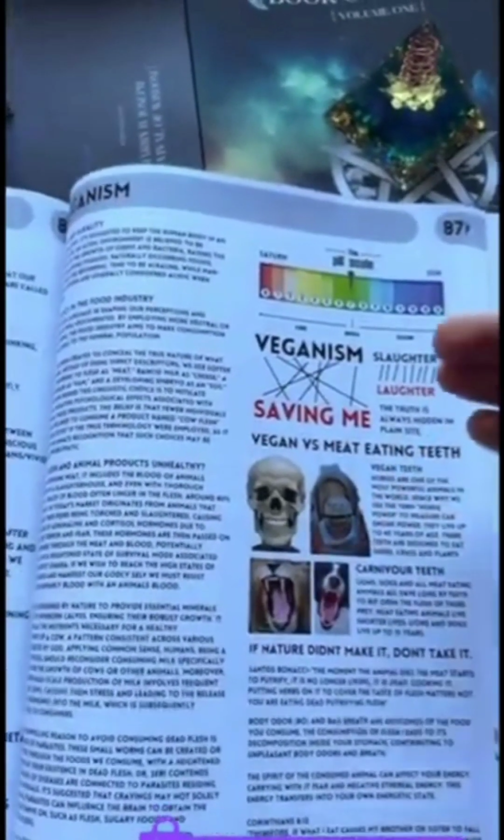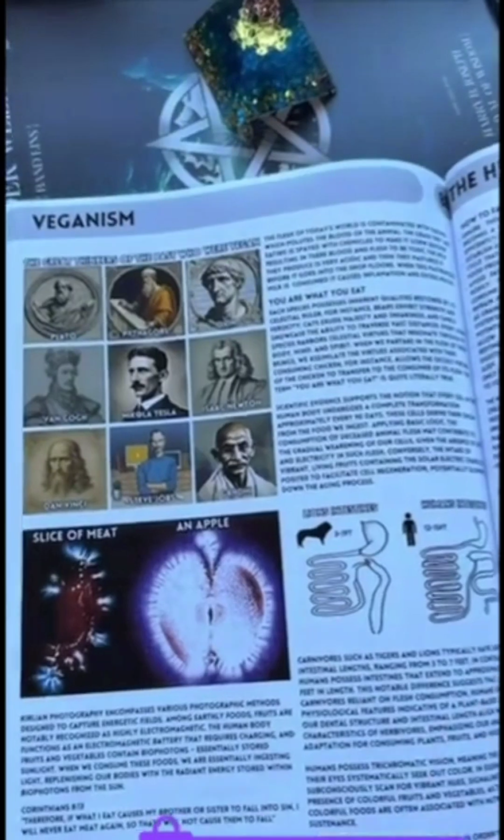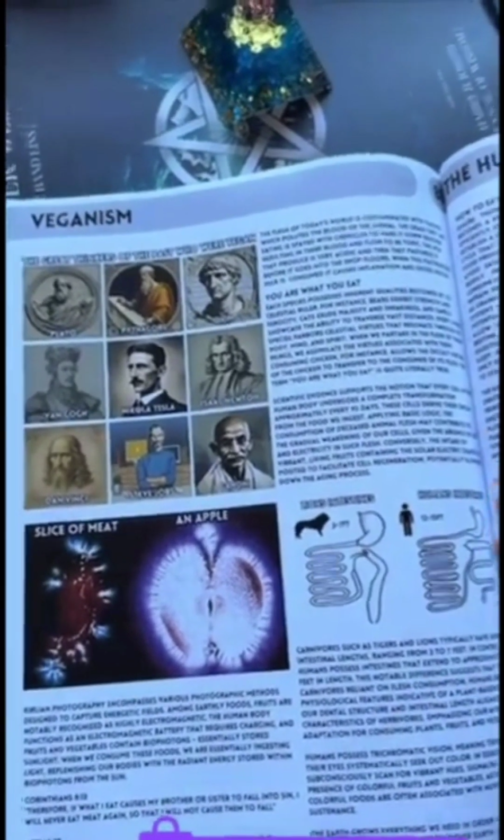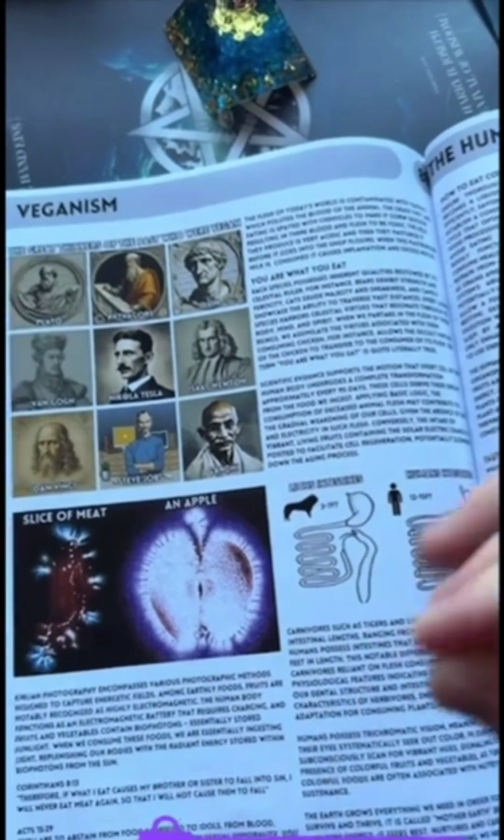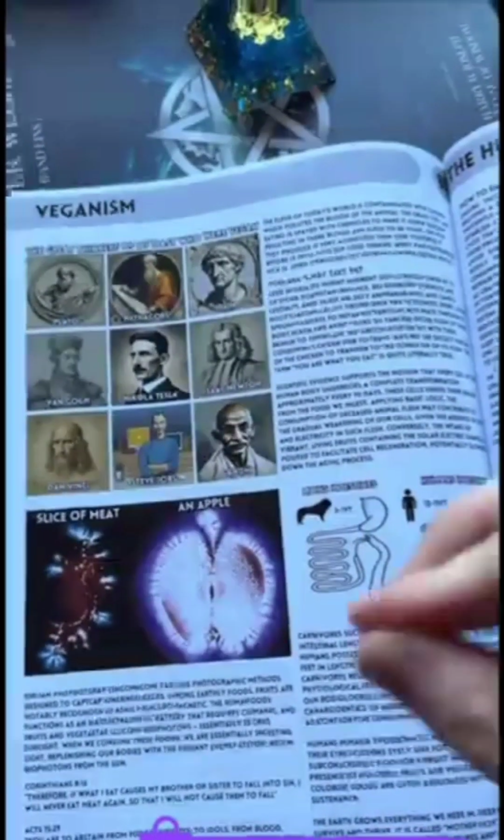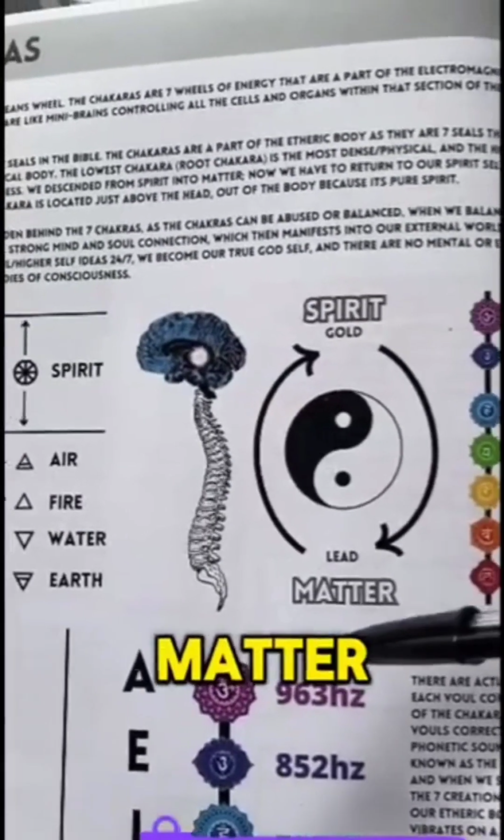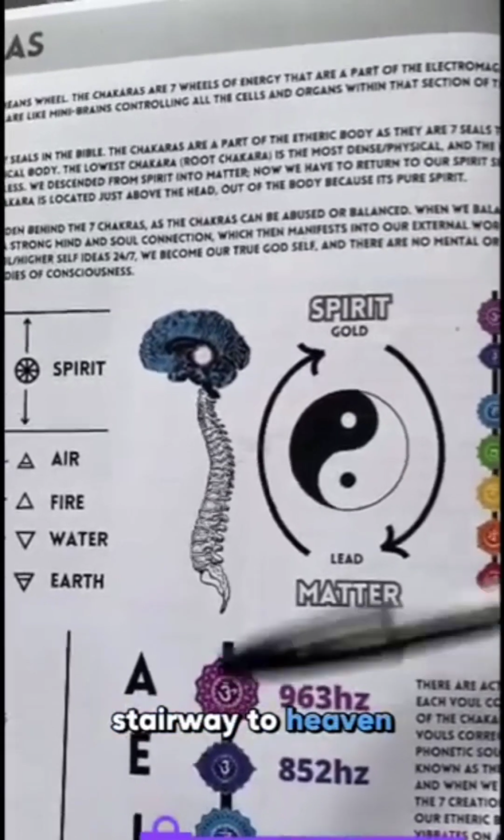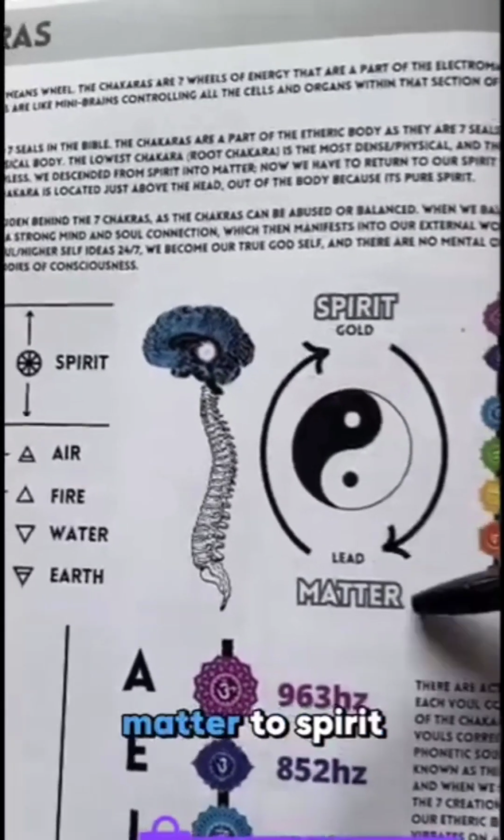Veganism rearranged is saving me, because when you consume meat, you are consuming adrenochrome. Adrenochrome is the blood from a petrified, slaughtered being. It contains fear hormones. You descended from spirit to matter. Now you need to climb the stairway to heaven, which is your spine, and go from matter to spirit.